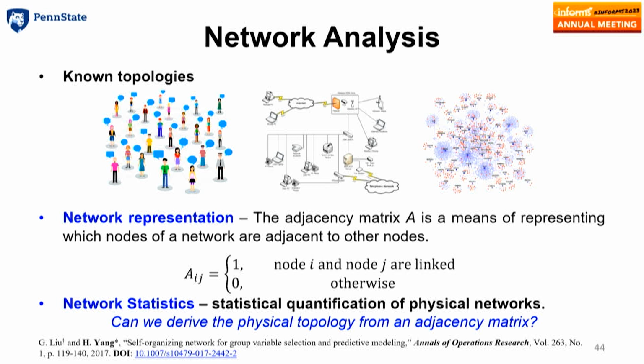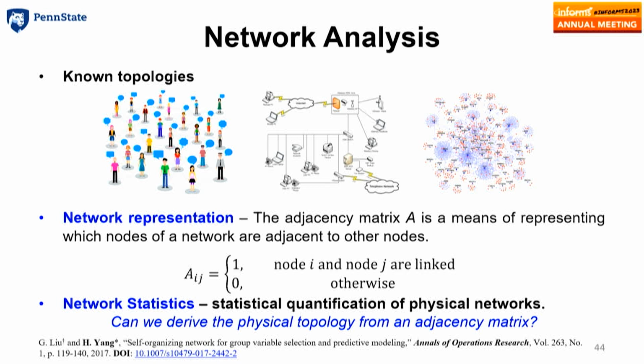And in disease, we also have different variations, and they are connected in COVID-19. So, network representation: the adjacency matrix A is a means of representing which nodes of a network are adjacent to other nodes. If nodes i and j are linked, we give a 1. If they are not linked, we give a 0. So that's Aij.